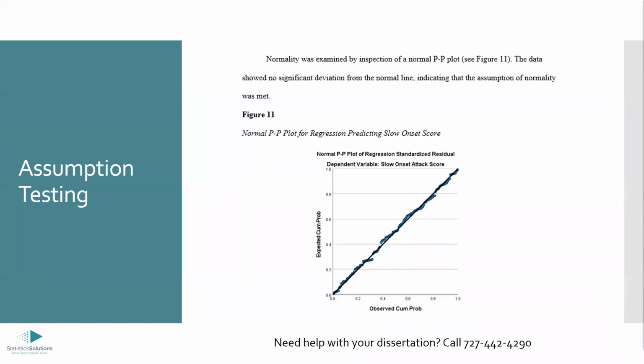And so here are some examples of how you might describe assumptions testing. So here we're doing a test for normality using a normal PP plot. And we have a little bit of narrative saying that we're testing normality by examining this normal PP plot. And we make an interpretation of this plot saying that the data did not significantly deviate from normal. And we state that the assumption is met. And then we present our plot in this figure.